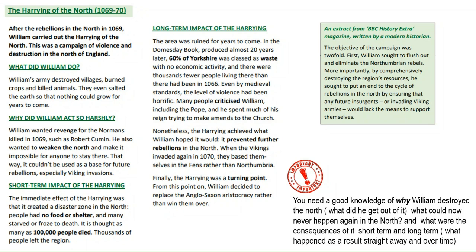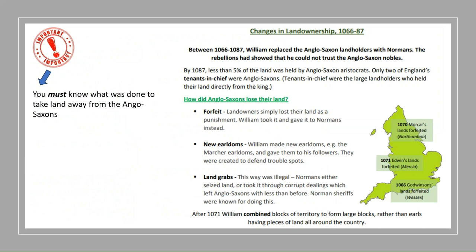You need a good knowledge of why William destroyed the North. What did he get out of it? What could never happen again in the North? And what were the consequences of it, short and long term? What happened as a result, straight away and over time?